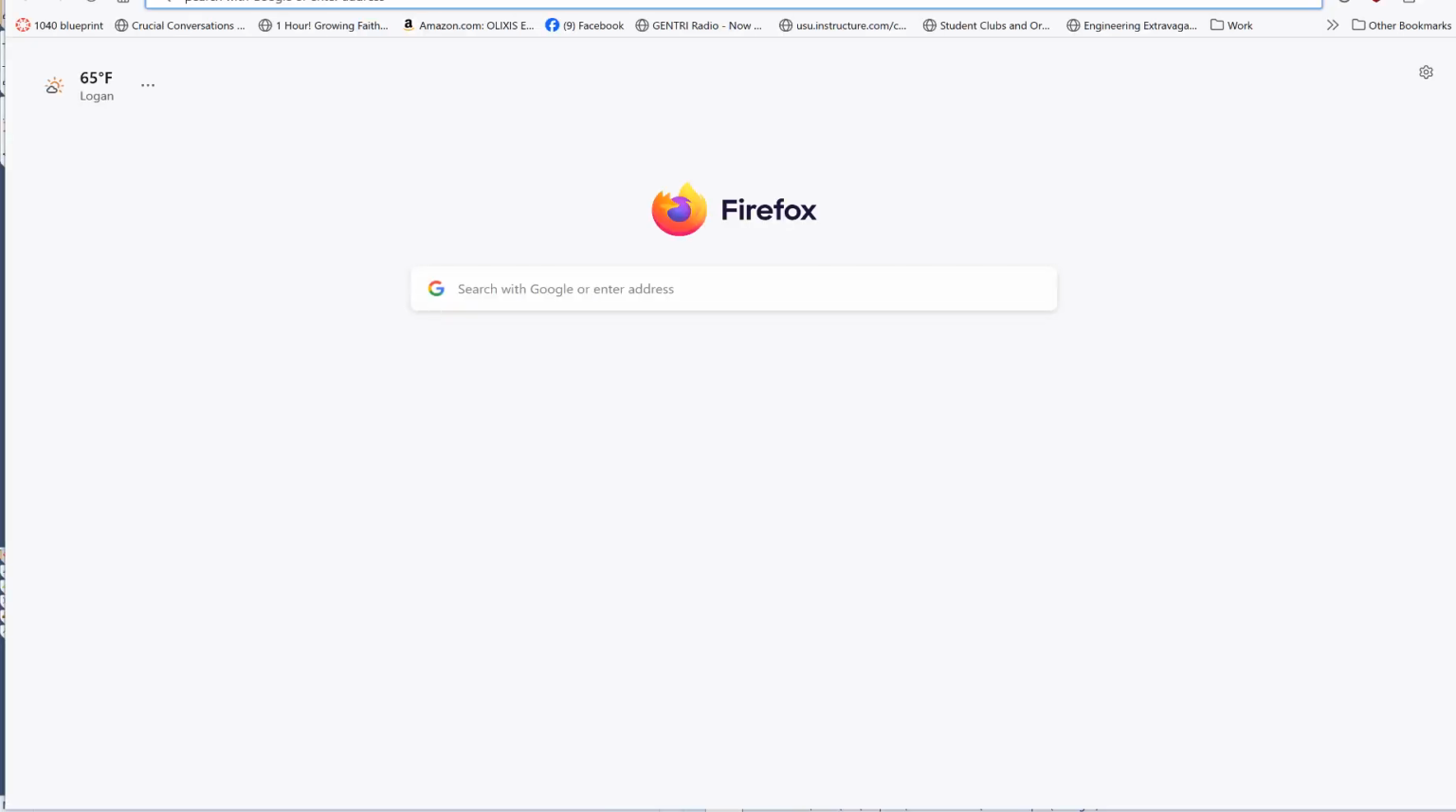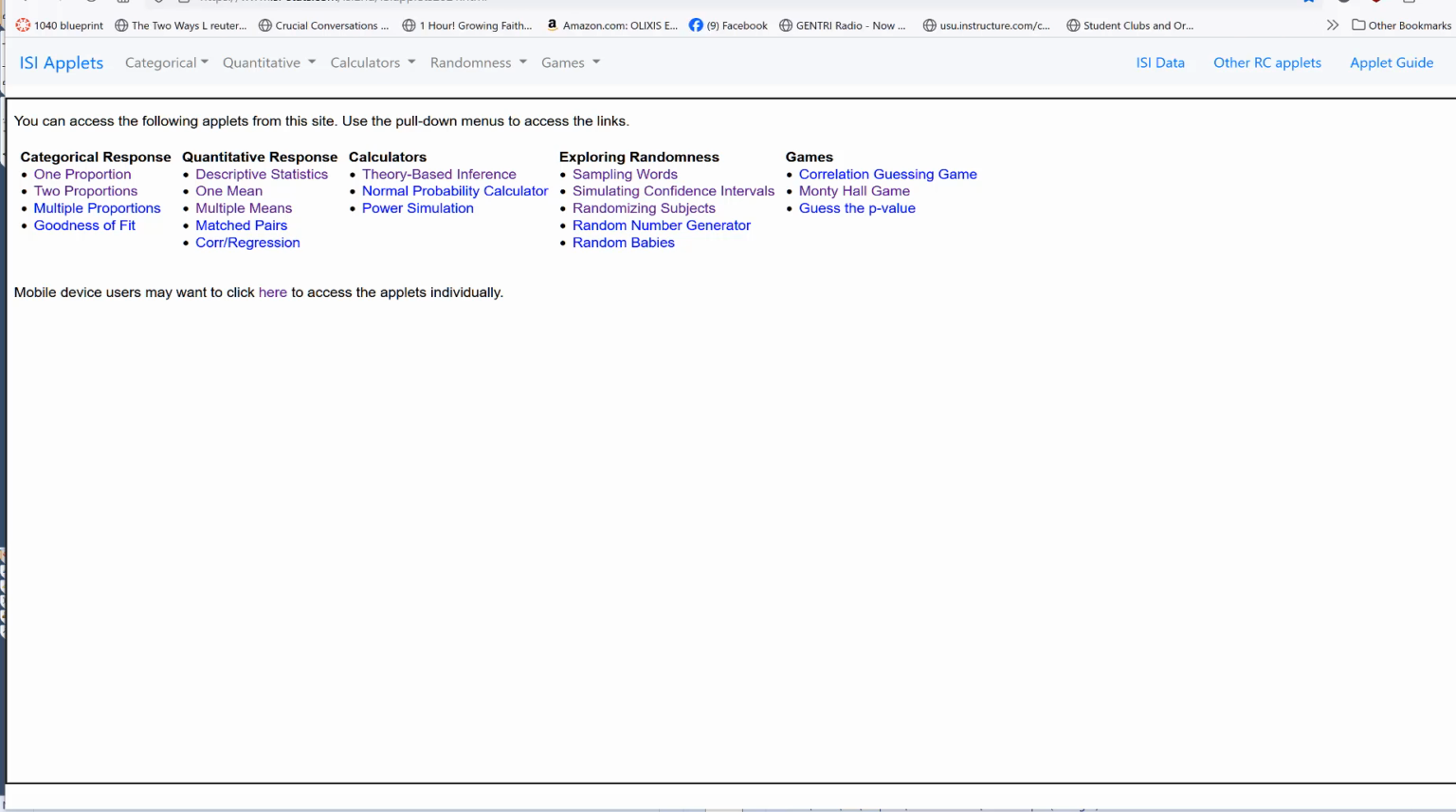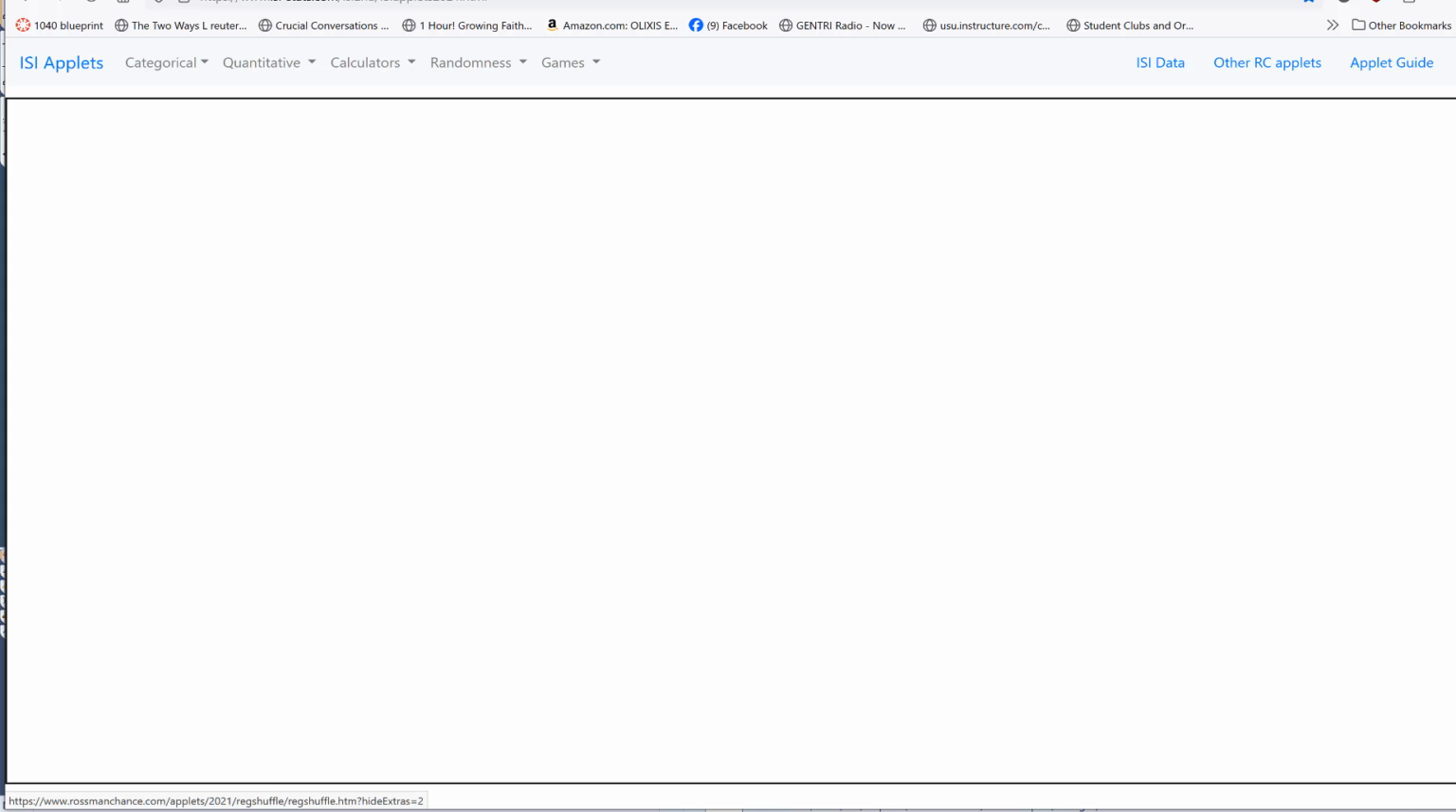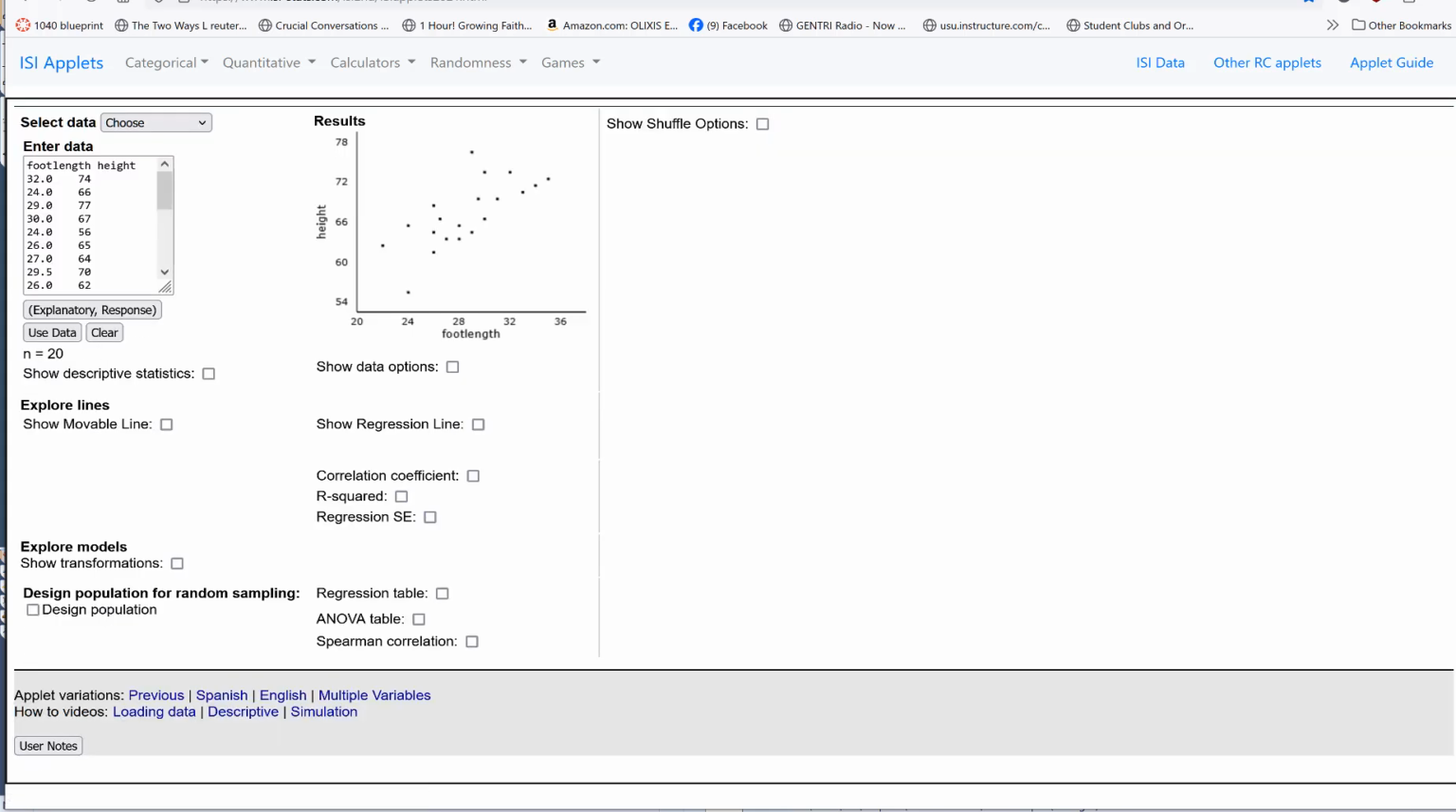So we'll go to the ISI applets. And in there you have quantitative response. And you want to go to this one that says core/regression for correlation/regression. And this data set is already built in. So we just come down to Facebook. Oops. Wait for it to change. Click use data. Don't forget that.